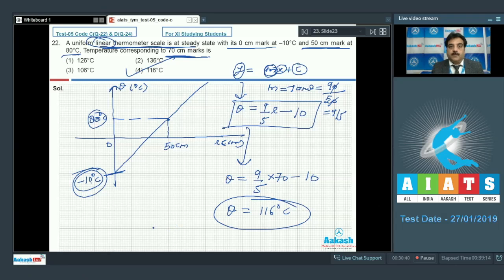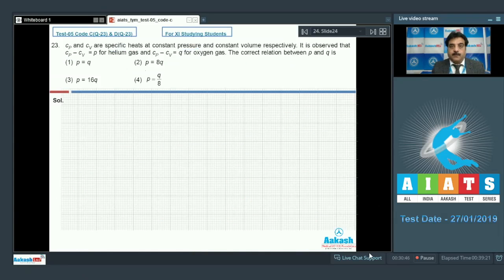So let's move on. Question number 23. In question number 23, Cp and Cv are specific heats at constant pressure and constant volume respectively. It is observed that Cp minus Cv is equal to P for helium gas and Cp minus Cv is equal to Q for oxygen gas. The correct relation between P and Q is.